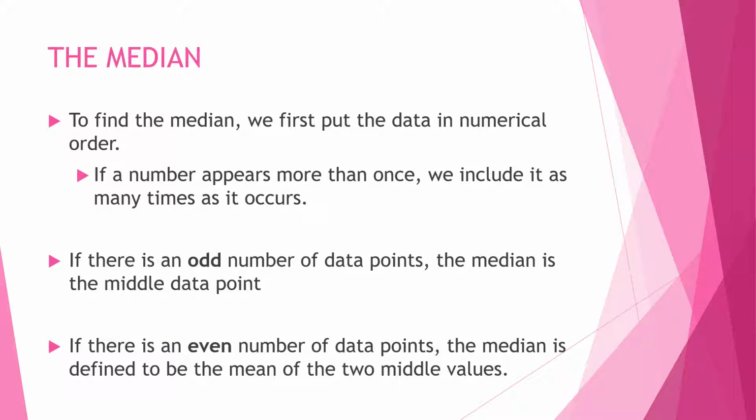If there's an odd number of data points, the median is just the middle data point. If you have an even number of data points, like we just did with our last data set, the median is defined to be the average or the mean of the two middle values. Okay, so if you have an odd number, it's just going to be the middle data point. If there's an even number of data points, the median is defined to be the mean of the two middle values. So let's look at a couple of examples.